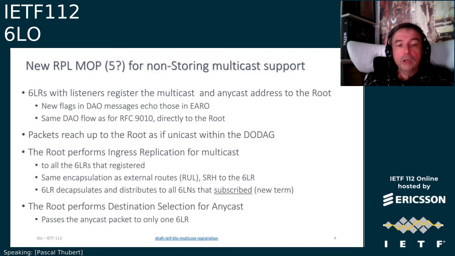With the new mode of operation, the DAO from the 6LR flows all the way to the root, just as if it was an external destination, a REPL unaware leaf. And so the multicast or anycast packet back can be tunneled to the 6LR with exactly the same tunnel as if it was a unicast packet to a REPL unaware leaf. The 6LR decapsulates that packet, and instead of a unicast IP packet, it will find anycast or multicast, and it will route them appropriately to the 6LN.